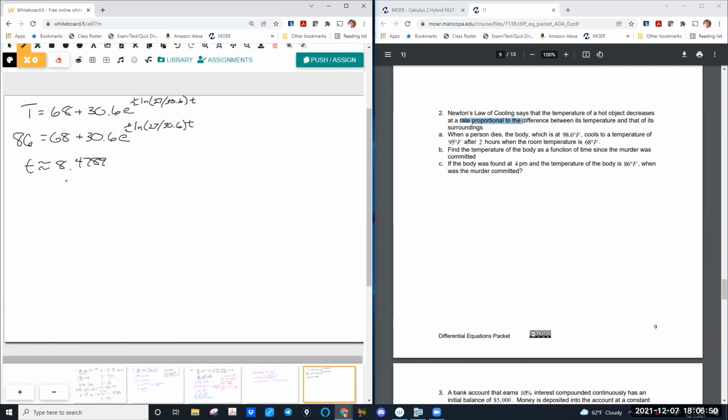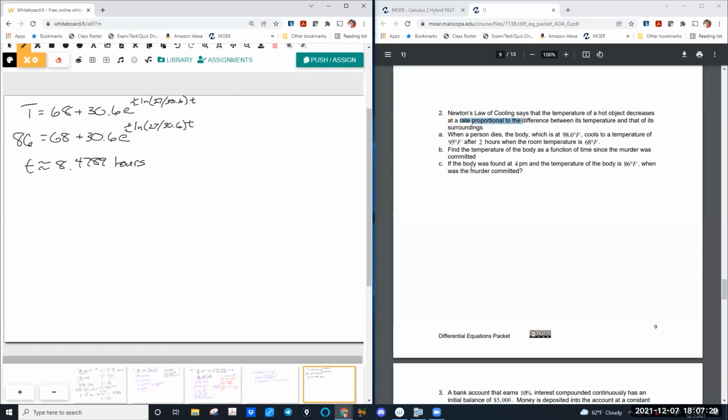And now we need to make sense of that number. What do you think the units are on the 8.4789? Here's the thing. We did the whole problem in hours. Our initial condition, the time was given in hours. What we found was a time, so it is automatically in hours. Now we can convert this to any time units we want. We've got about 8.5 hours there. And so we know that the person has been deceased for about 8.5 hours.